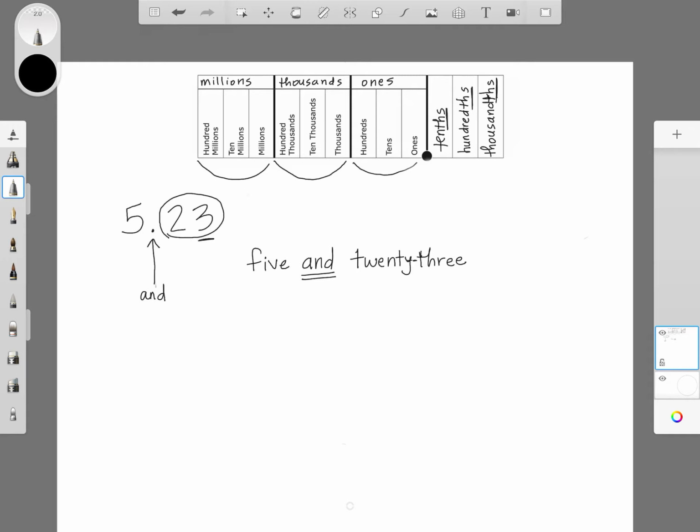And now we look at the last place where it ends. It ends in the hundredths place. So we say 5 and 23 hundredths. We just say the last place where the decimal ends. We need to make sure we have that THS on it.